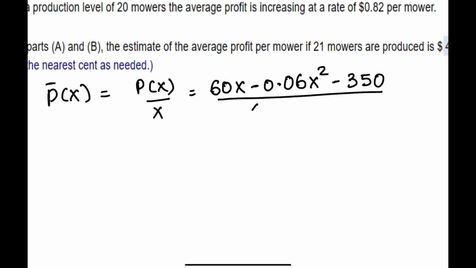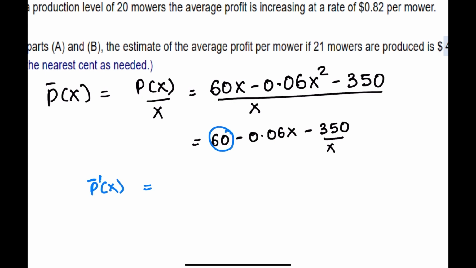Divided by X. And when I simplify this, I get 60 minus 0.06 X squared over X is X minus 350 over X. This is the average profit. But remember, they asked me for marginal average profit. When they use the word marginal, I know I have to find the derivative.